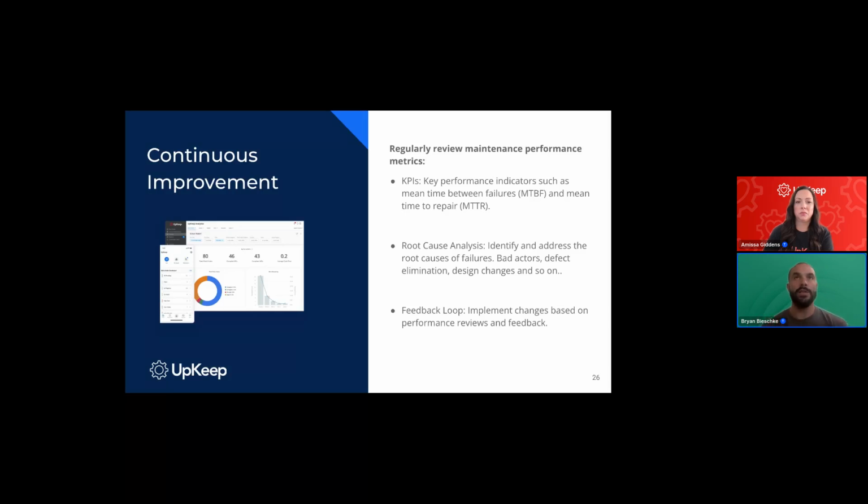And then, of course, our feedback loop. Again, we want to implement changes based on the performance and the feedback we get, not just from maintenance, but from operations, safety, quality. All of those people have a vested interest in the success of maintenance because we maintain their world, right? We might do it to their standard, but we maintain their world.